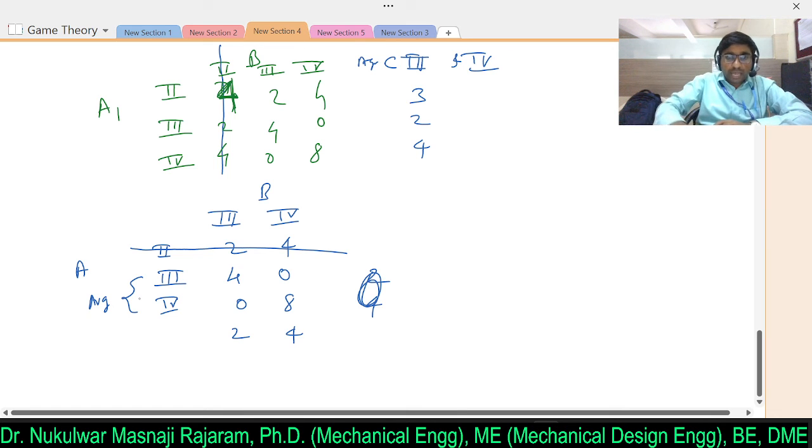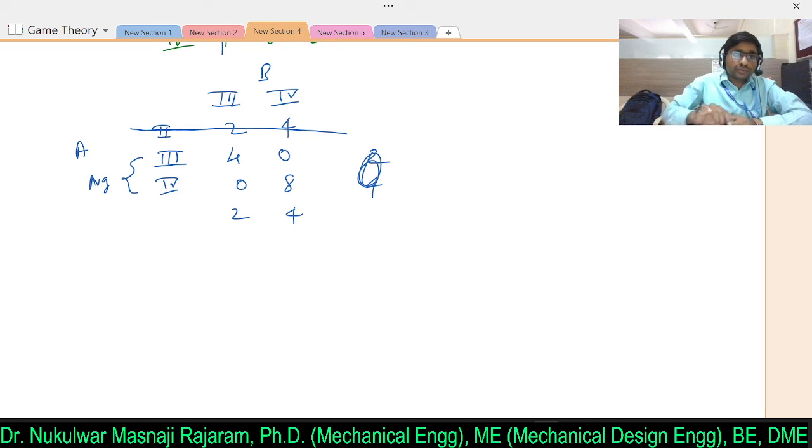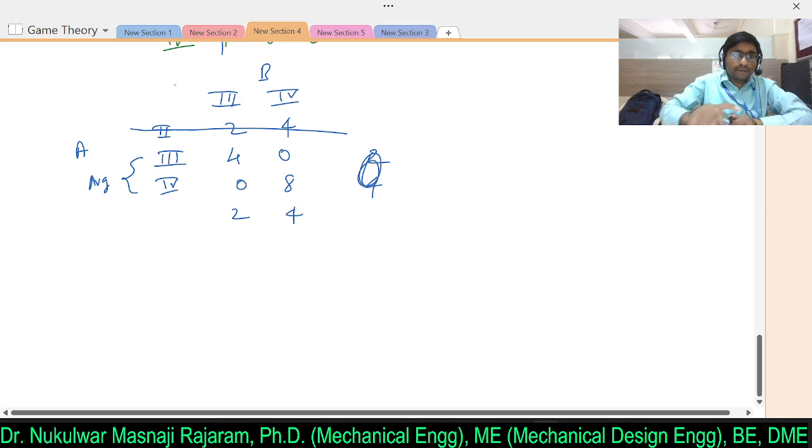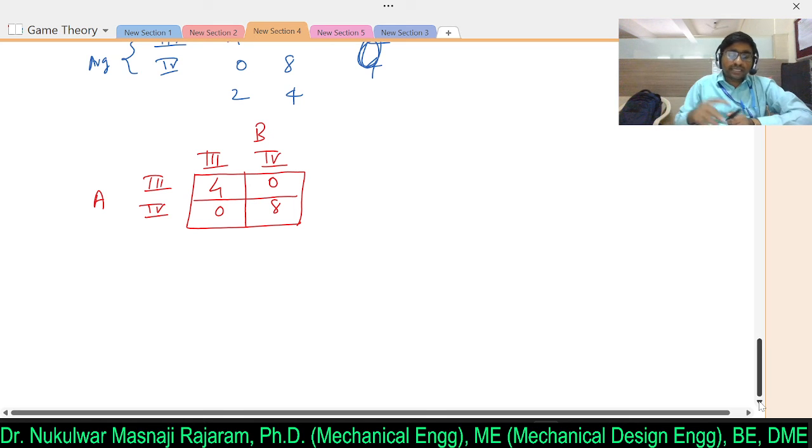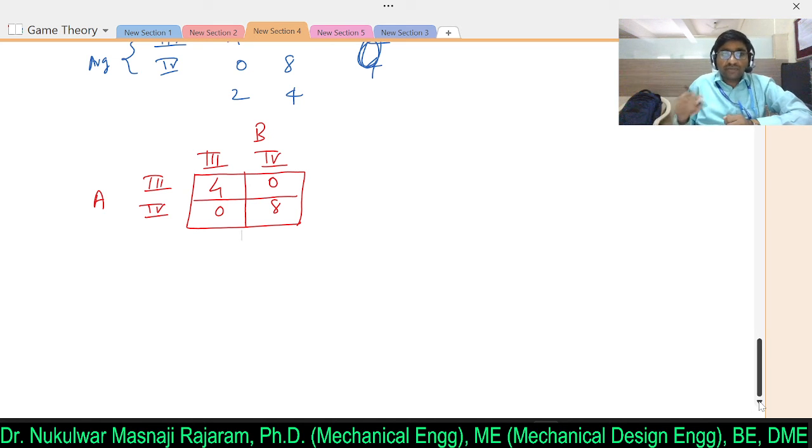Now we have the another strategy, so I will use another color code, so you will get to know that player B will have only 2 strategy and player A will have only 2 strategy, that is 4, 0, 0, 8. Clear? Now here what we got, we got the 2 by 2 matrix, so I can easily use a mixed strategy. As first I will check saddle point, no saddle point. I will check whether principle of dominance can we delete, no.